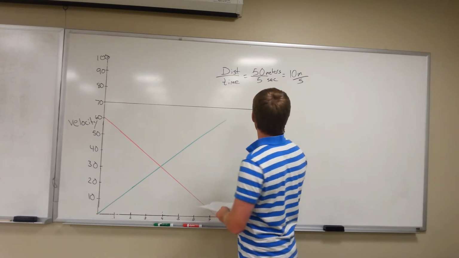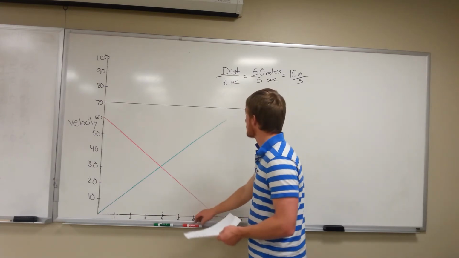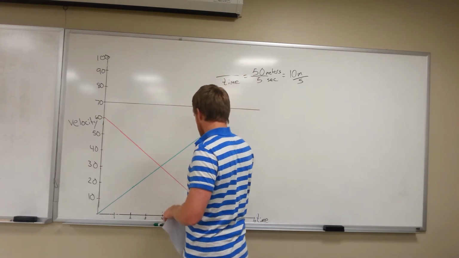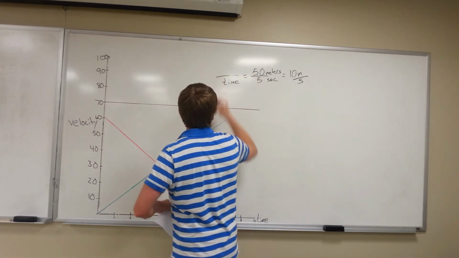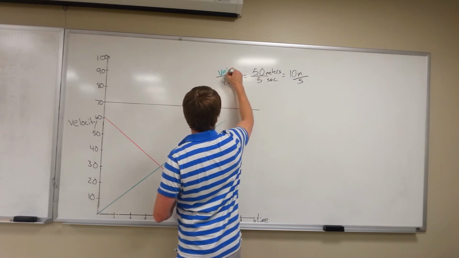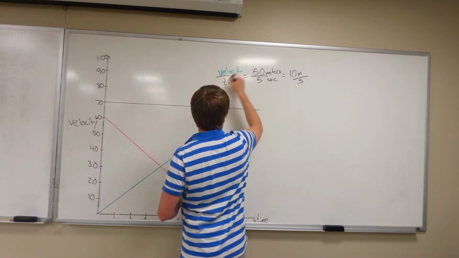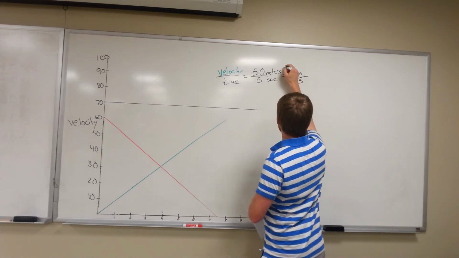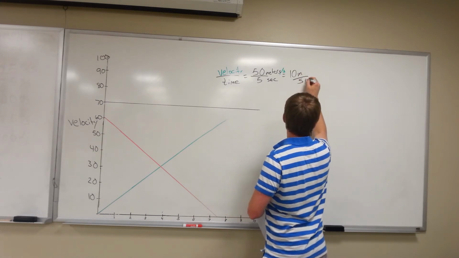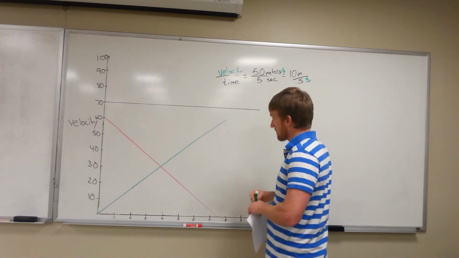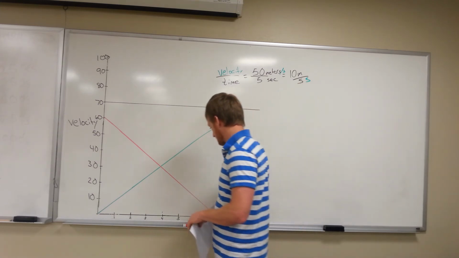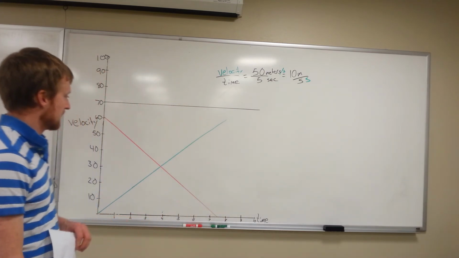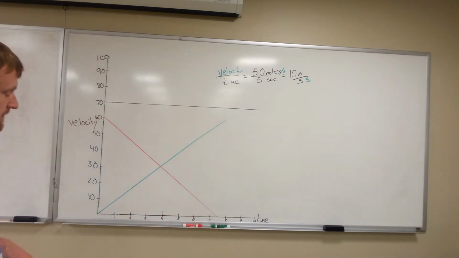And we could also change this. We can say this is no longer distance. We can say that it is now velocity. And if that's the case, we would put meters per second. Put a second right there. Okay? That is acceleration and velocity, that's just graphs.